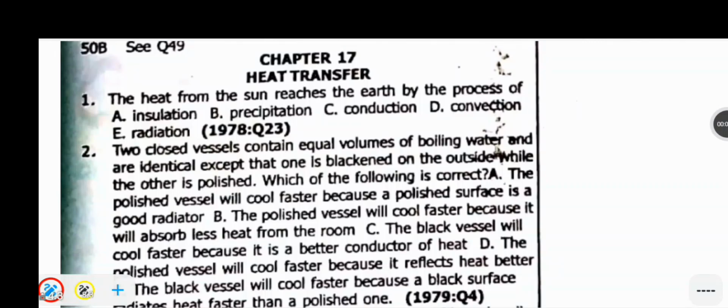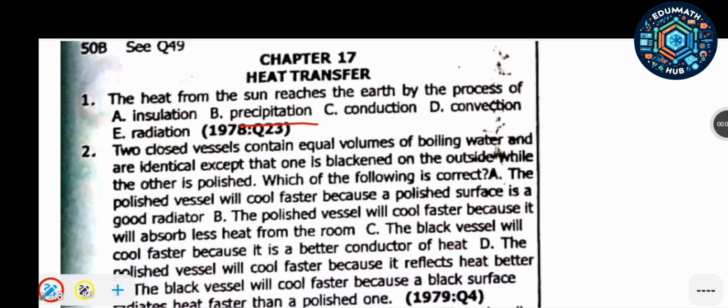So let's take the first question. We're told that the heat from the sun reaches the earth by the process of: A, insolation; B, precipitation; C, conduction; D, convection; and E, radiation. So you first of all need to know the modes of heat transfer.